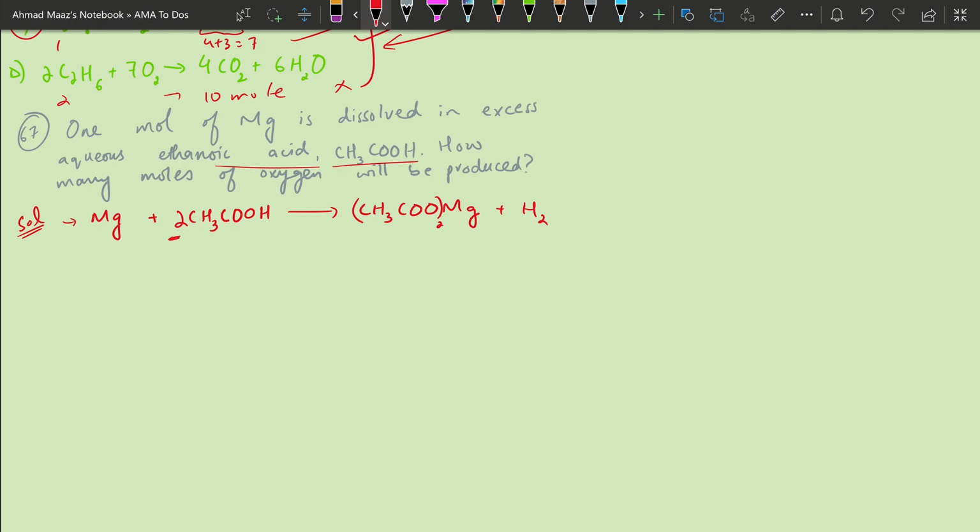So 1 mole of magnesium, the equation says that 1 mole of magnesium is giving 1 mole of hydrogen gas. So that is it. How many moles of hydrogen gas will be produced? 1. We can easily see this from the balanced equation. That's it. I hope it made things clear.